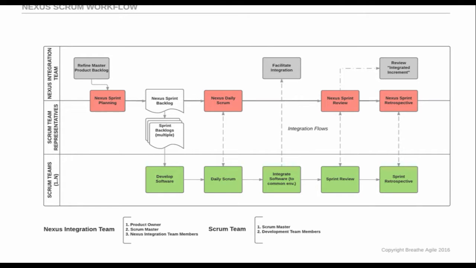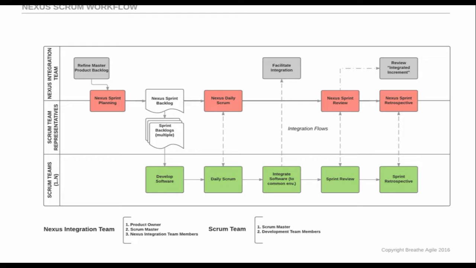Let's look at the Nexus Scrum workflow. It starts with the Nexus integration team, which consists of the product owner, Scrum Master, and the Nexus integration team members. They refine the master product backlog, which will be used by all the teams. So this is done in a Nexus Sprint Planning meeting.